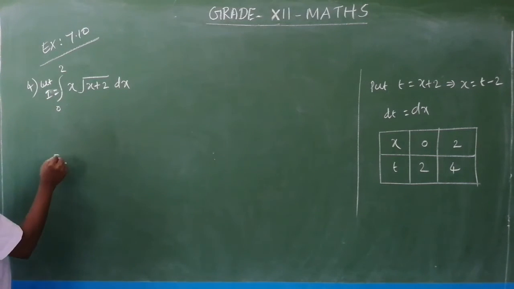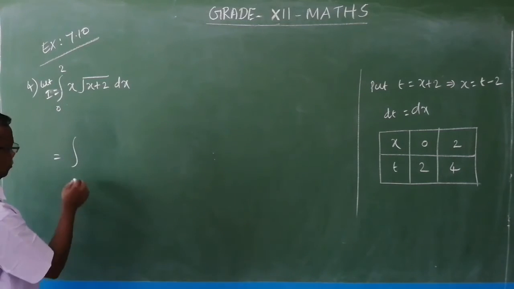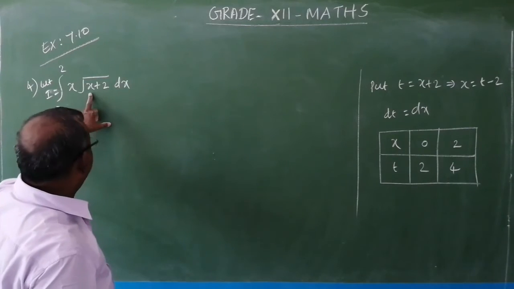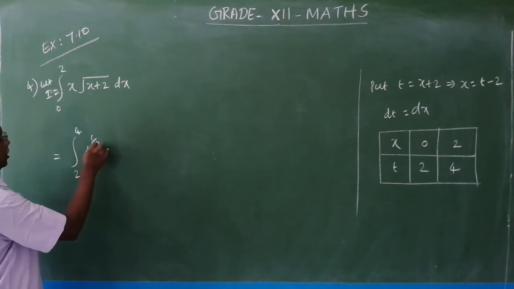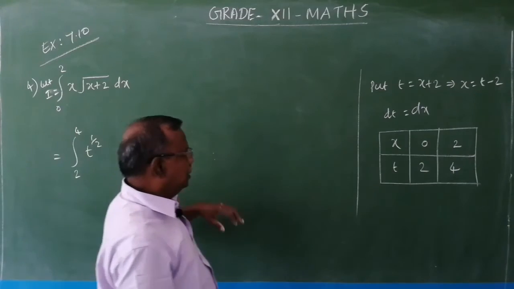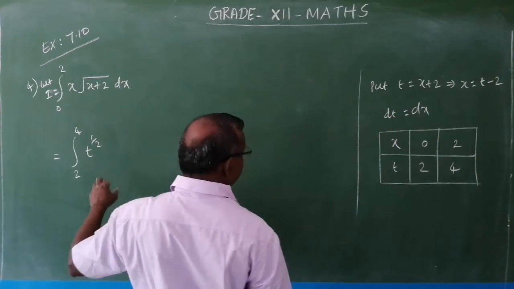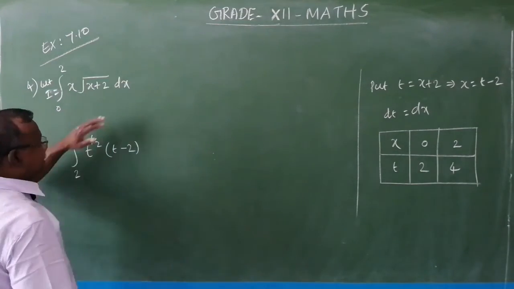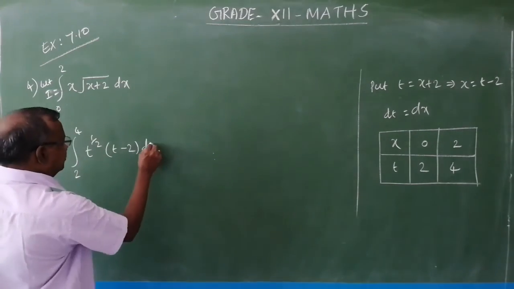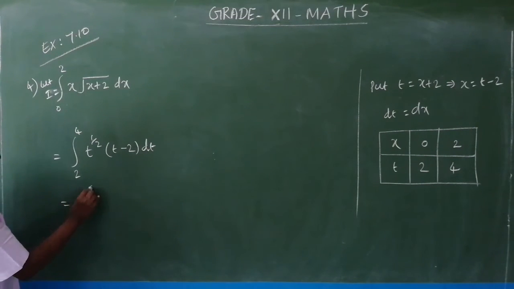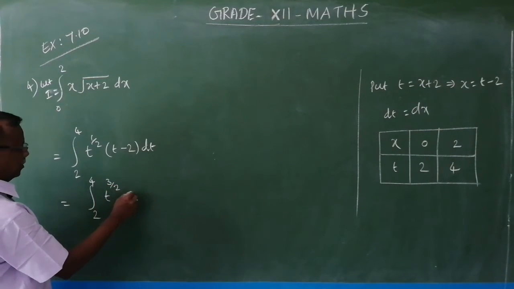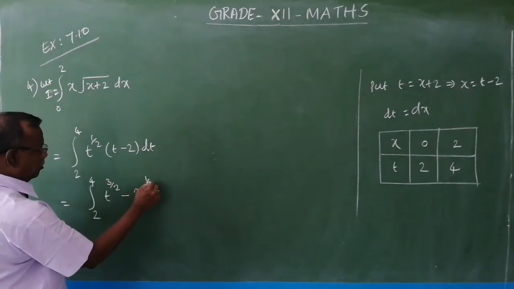So, I equals the integral from 2 to 4. Instead of root of x plus 2, we put t power 1 by 2, and x becomes t minus 2, with dx replaced by dt. So, t power 1 by 2 into t gives t power 3 by 2, minus 2 into t power 1 by 2, dt.